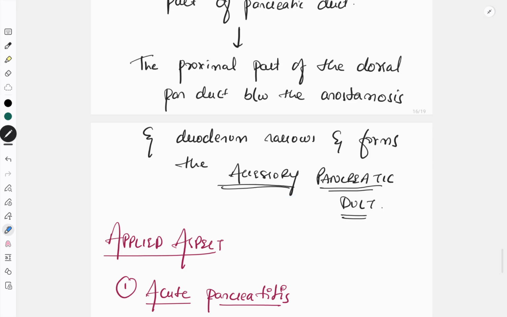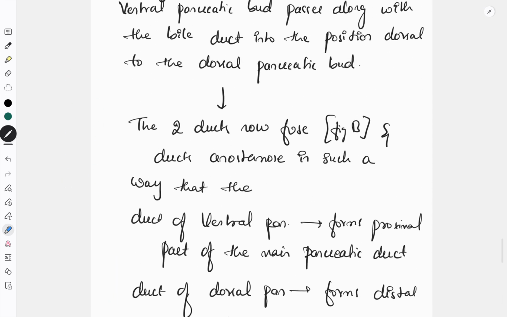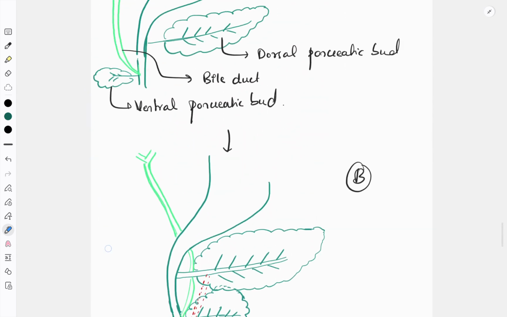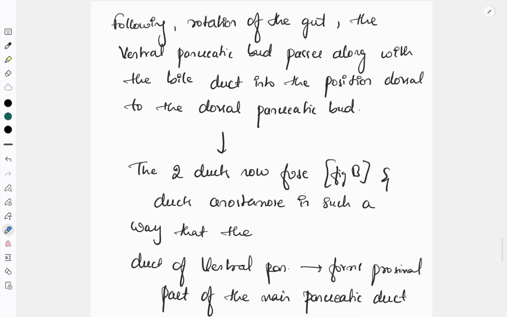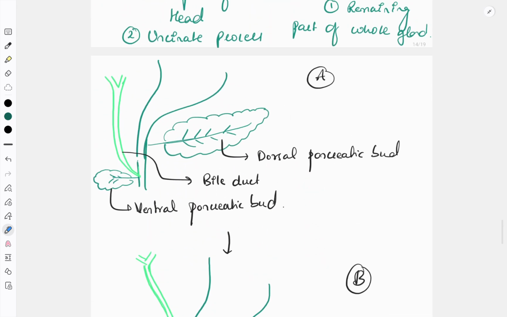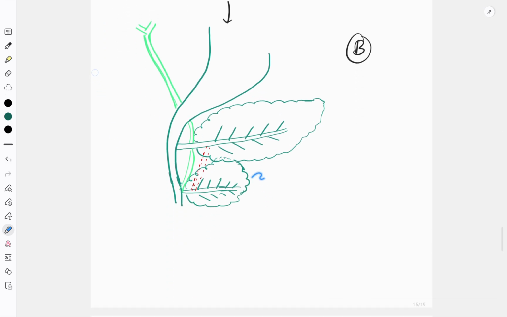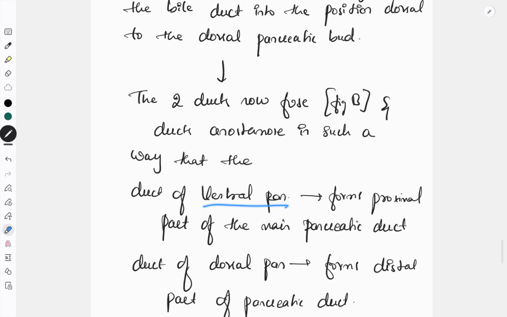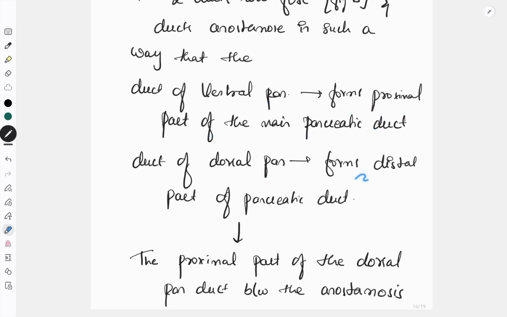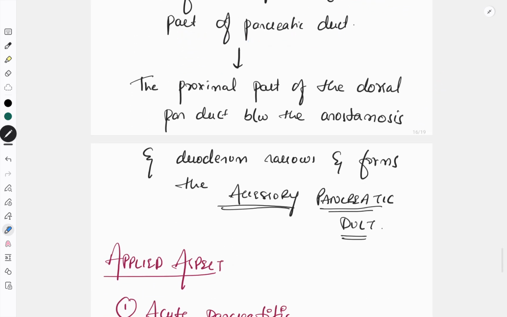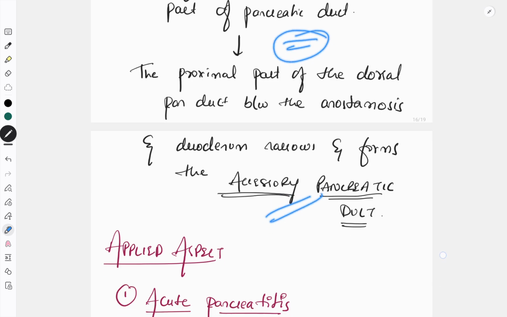I hope the development is very clear, and whatever I have written here makes it very easy for us to understand these diagrams also. If you know the diagram, you can write it on your own. First this is how it will be present. You need to tell dorsal and ventral, and then because of the rotation of the gut, it arranges something like this, and then these two ducts will join. That is, the ventral bud will form the proximal part of the pancreatic duct. See, the ventral pancreatic bud forms the proximal part of the main pancreatic duct, and the dorsal pancreatic bud will form the distal part of the pancreatic duct, and the part that is left out in the proximal part will form the accessory pancreatic duct.